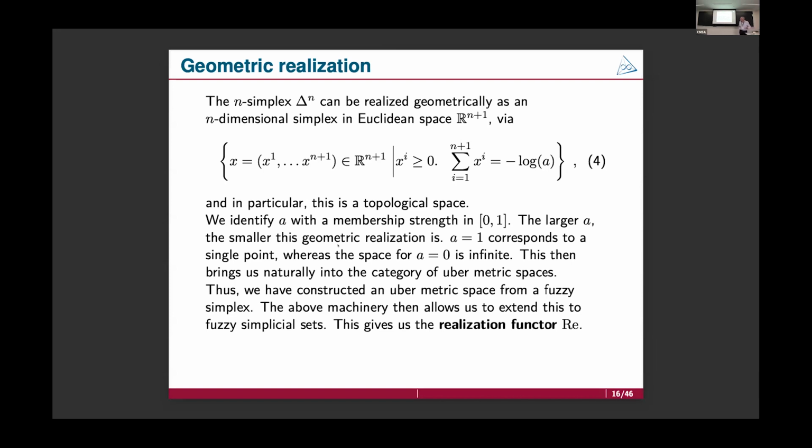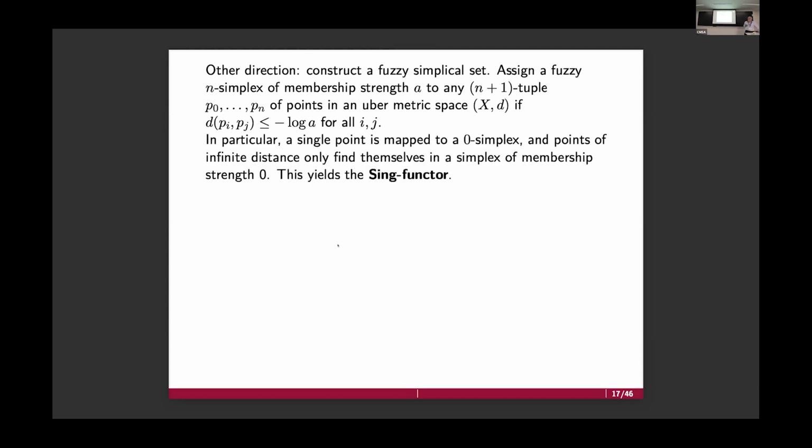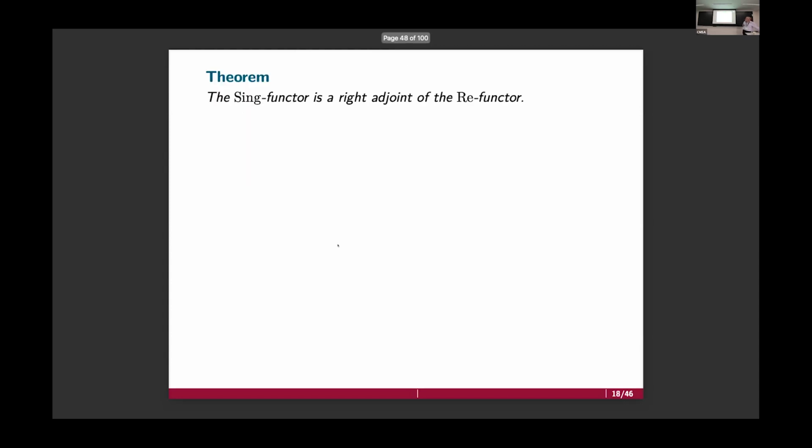And so we have a fuzzy simplex. We have this A, and then we construct this geometric realization depending on A, and that gives us a functor in terms of category theory. And we can also go, of course, in the other direction. If you have such a simplex with a certain distance, then we convert it into a fuzzy simplex according to the opposite rule, and that is also a functor, the so-called sinc functor. Realization and sinc functor.